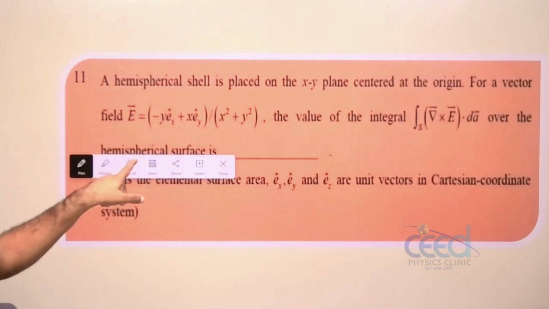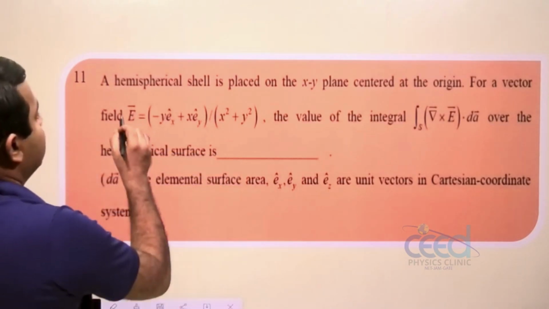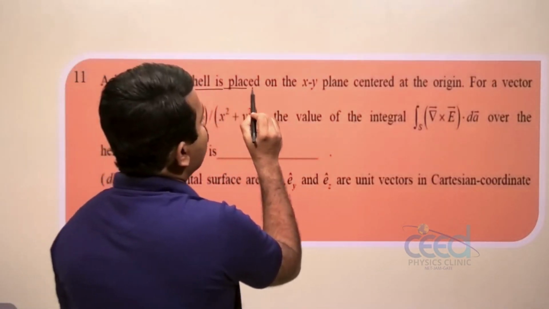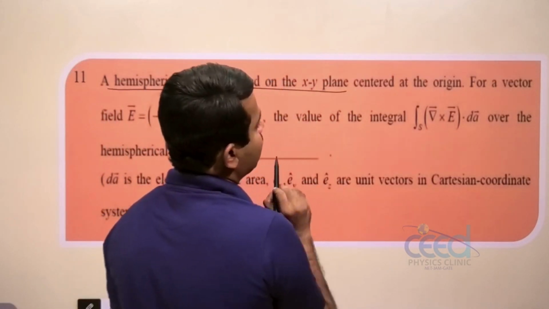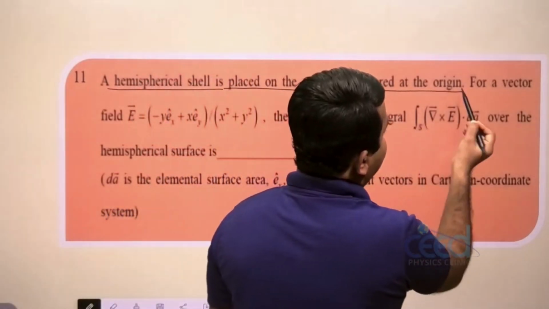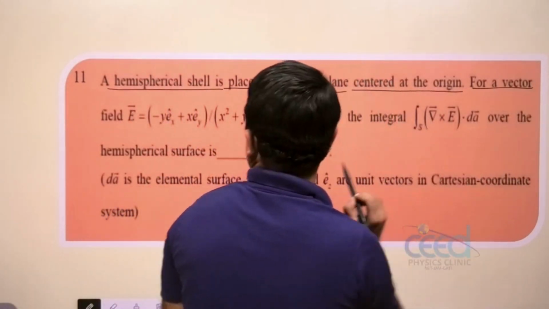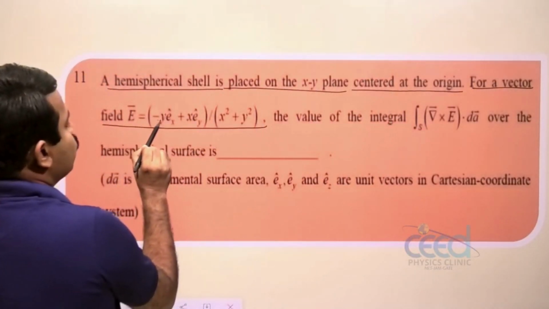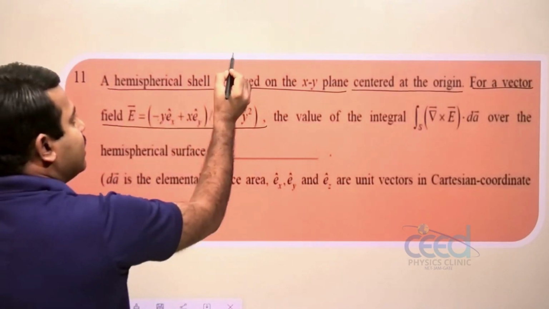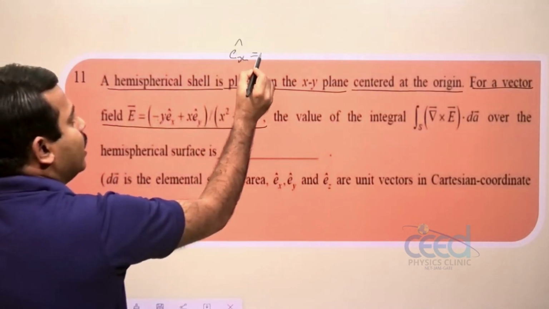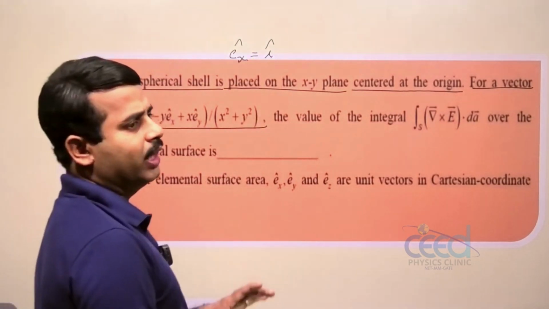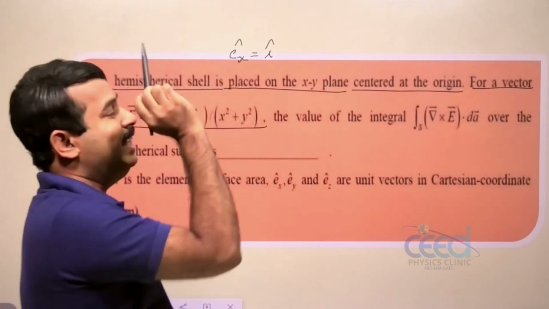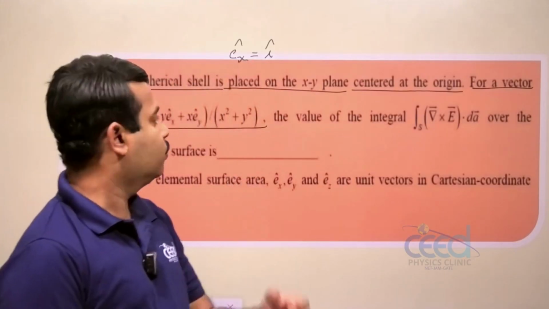A hemispherical shell is placed on the xy plane, centered at the origin, for a vector field E equal to minus y x cap. See, this x cap notation is actually i cap. Some books use x cap instead of i cap. Okay, don't confuse with it.